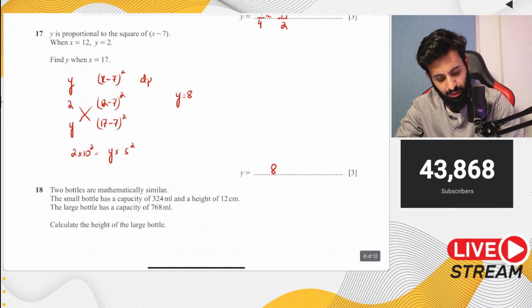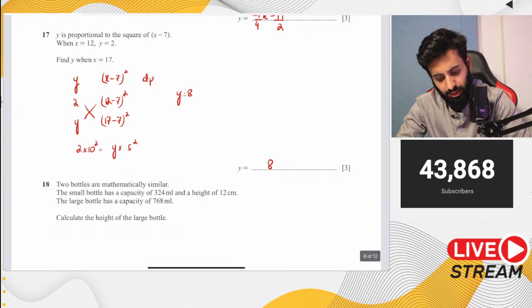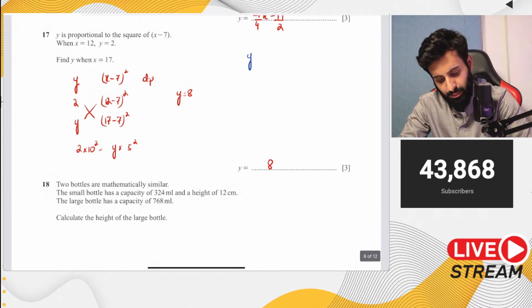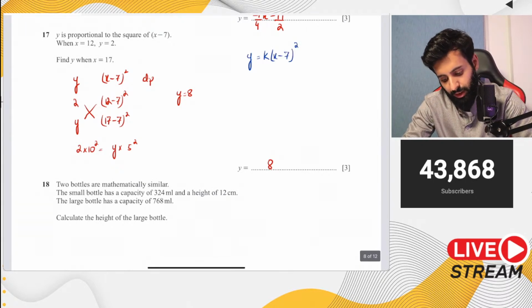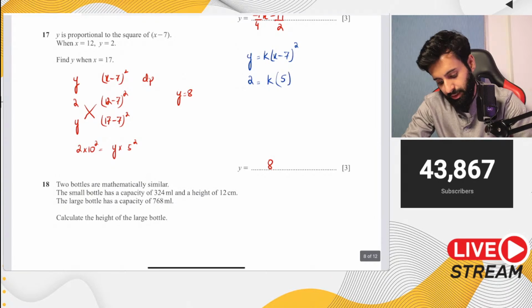So, chalo, in the meantime, you guys solve question 18. I'll do this using the k method. So, y is directly proportional to the square of x minus 7. So, that means y equals k into x minus 7, the whole thing square. Then you plug in 2 in place of y and 12 in place of x. So, 12 minus 7 is 5 squared. k is equal to 1 upon 25. Now, your equation is y equals 1 upon 25, x minus 7, the whole thing square.